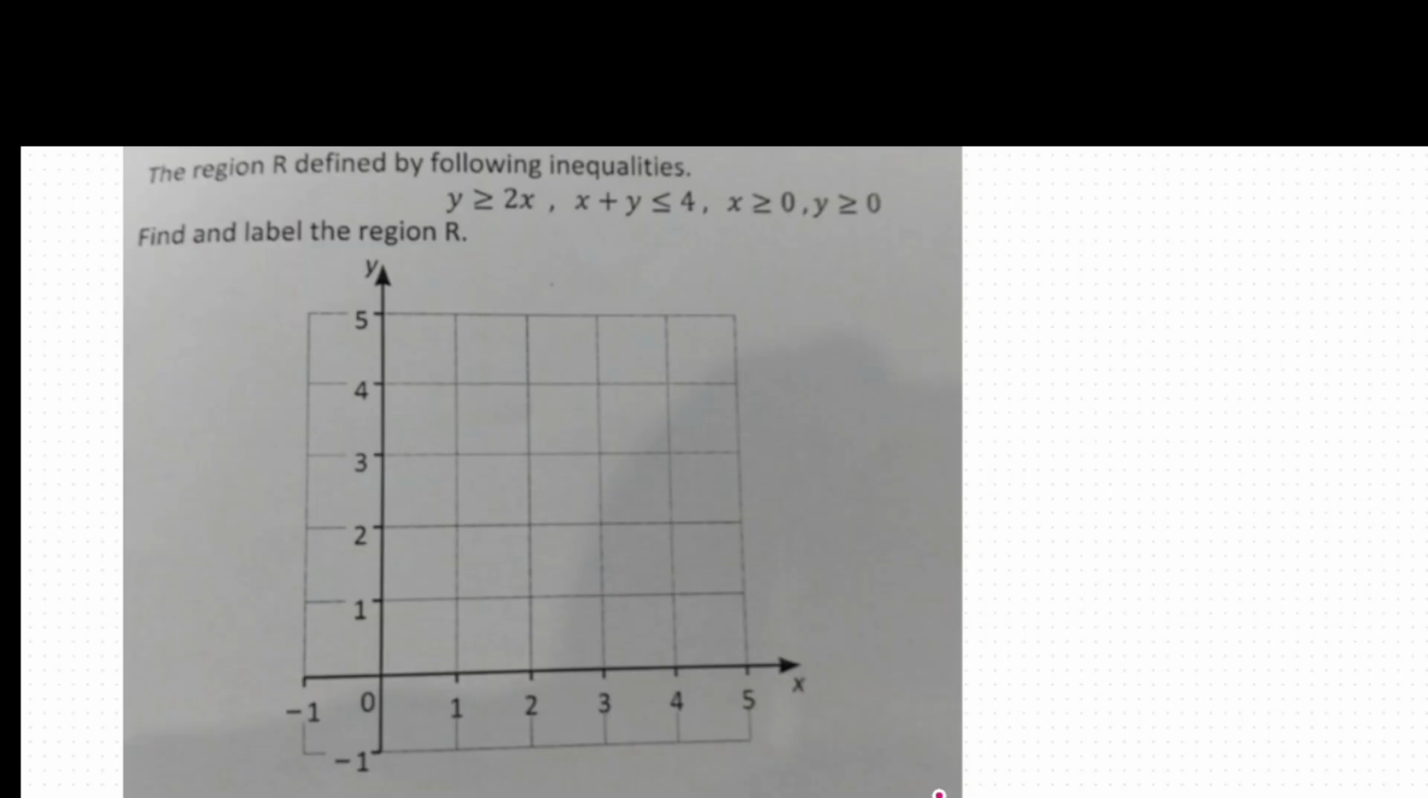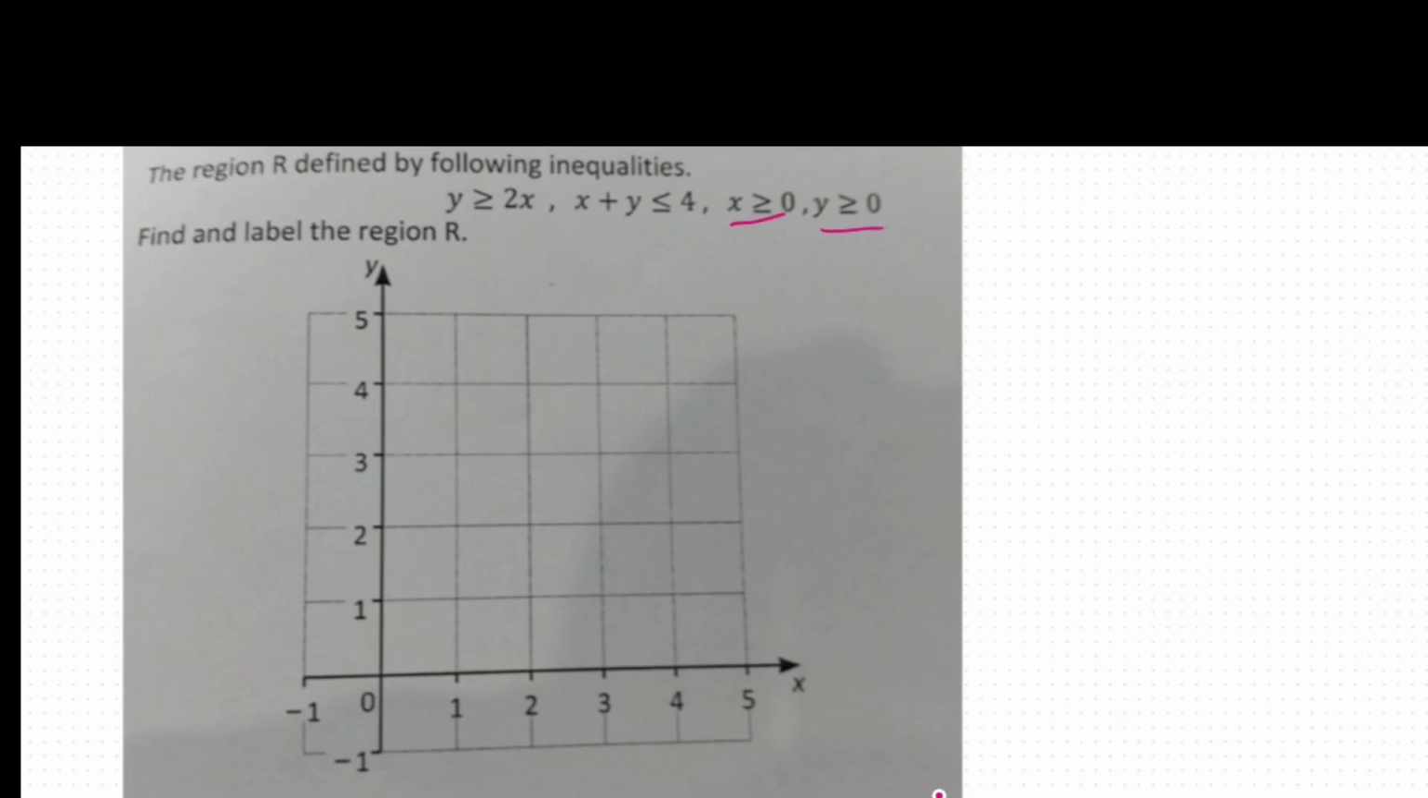So let's solve it. This question is basically from the topic graph of linear inequalities, and the question says the region R defined by the following inequalities: y is greater than or equal to 2x, x plus y less than or equal to 4, x greater than or equal to 0, and y greater than or equal to 0. These are two extra conditions. Find and label the region R. We have to find the region R and label it, which means we have to shade the region R as well.